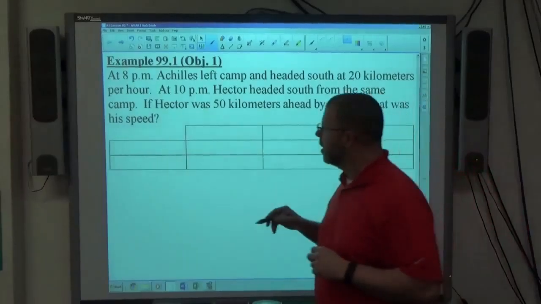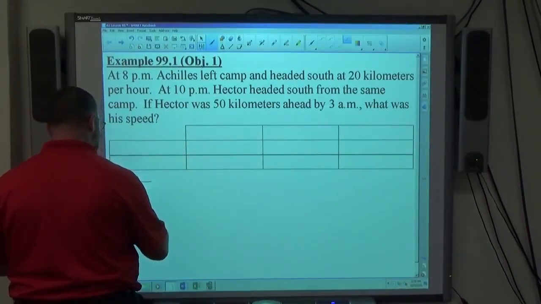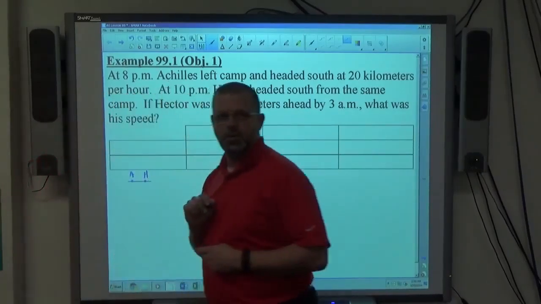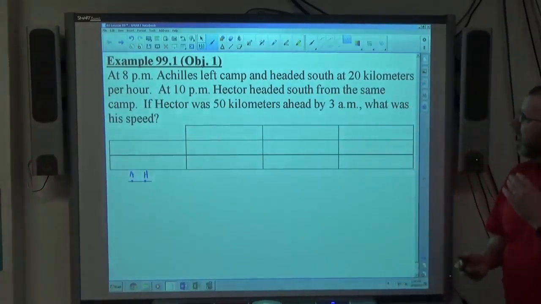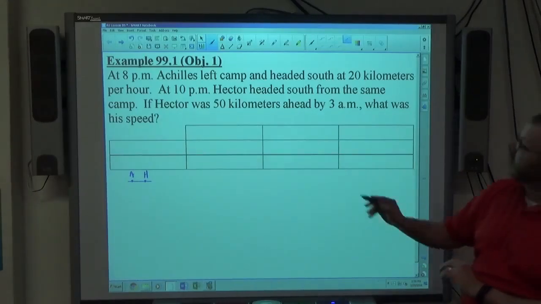South is down. So, let's start with camp being right here, and Achilles and Hector. There's the two characters. All right. Who goes further? Hector. By how much? No, wait. 50 kilometers. Yeah, 50 kilometers ahead.